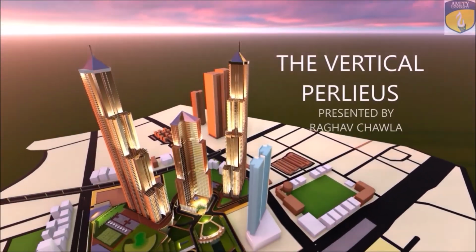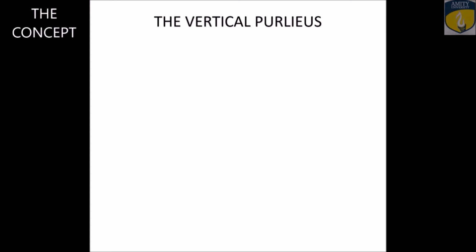This thesis project is guided by architect Deepak Sharma and inspector director Dr. Devendra Pratap Singh. The topic is the Vertical Purlieus. The word Purlieus is derived from the French word Purlie, meaning surrounding region or neighborhood.